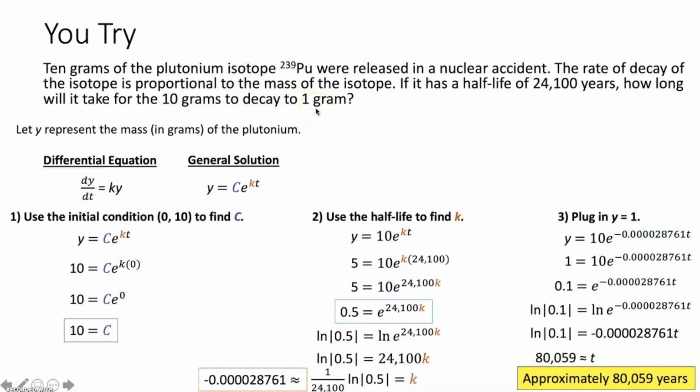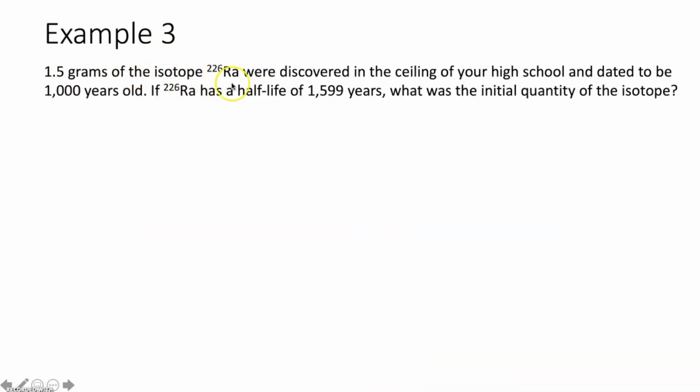Now, example 3 says 1.5 grams of this radium isotope were discovered in the ceiling of your high school and dated to be 1,000 years old. If this radium isotope has a half-life of 1,599 years, what was the initial quantity of the isotope?